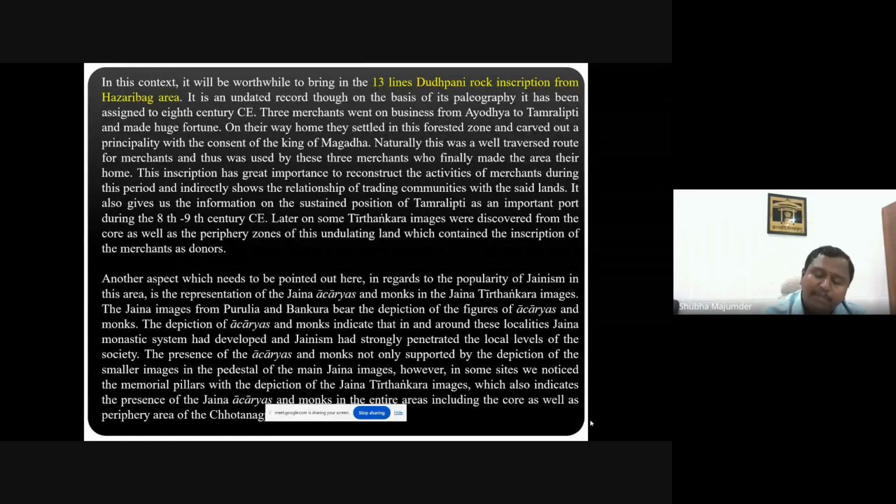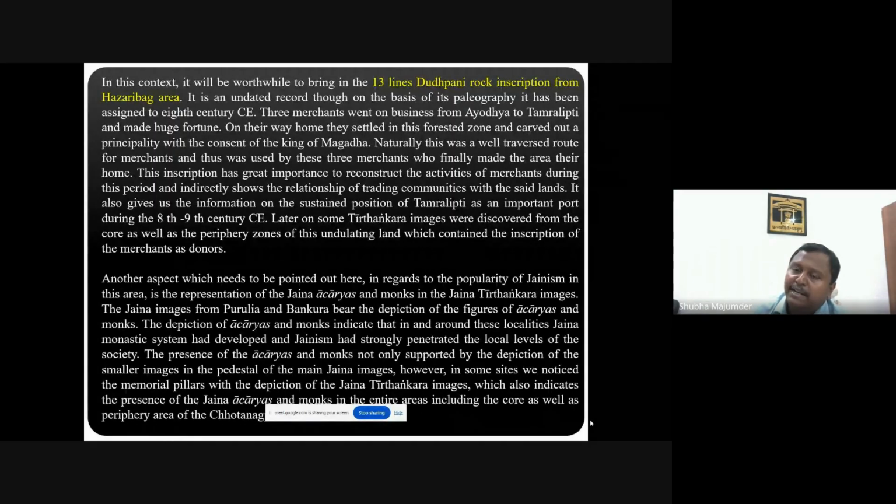In this context, we can recall the 13-line Dudhpani rock inscription from the Hazaribagh area, which is clearly assigned to the 18th century. In the inscription it is mentioned that three merchants went on business from Ayodhya to Tamil Nadu and made a huge fortune. On the way home, they settled in this forested zone with the consent of the king of Magadha. So the inscription clearly mentions that they were traders who followed this particular route through the Chhotanagpur Plateau to reach the seaport of Tamil Nadu.